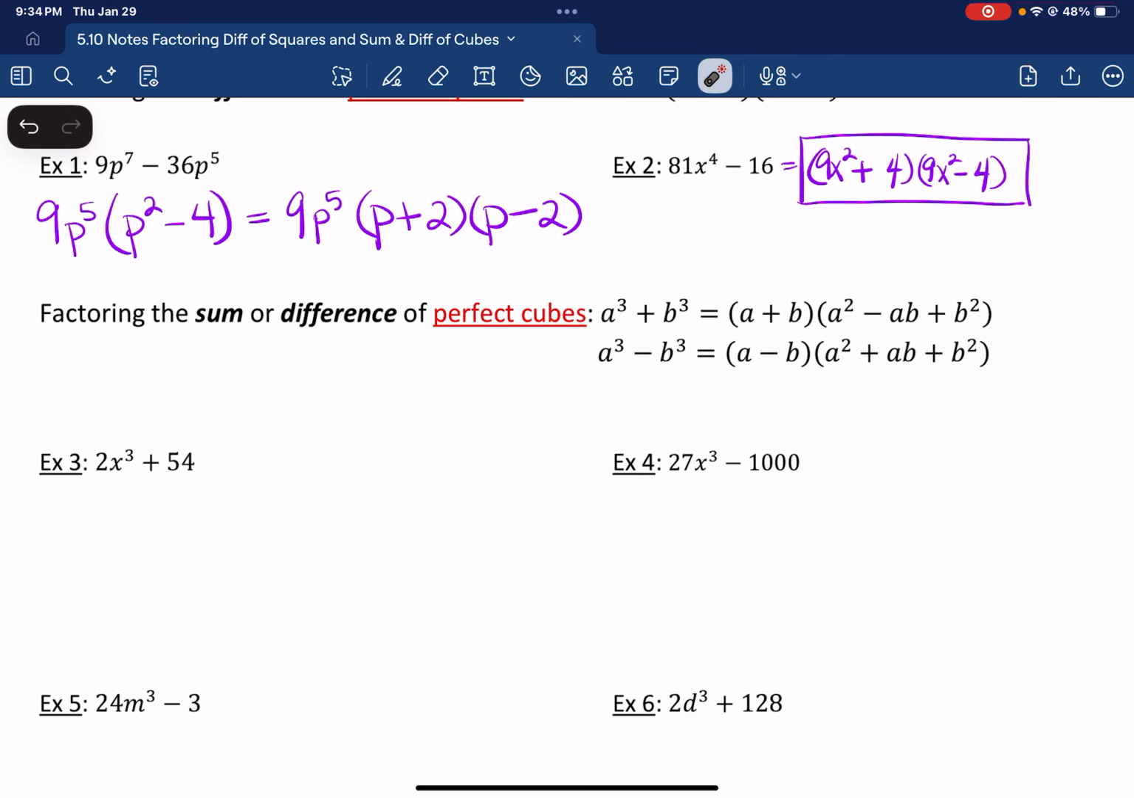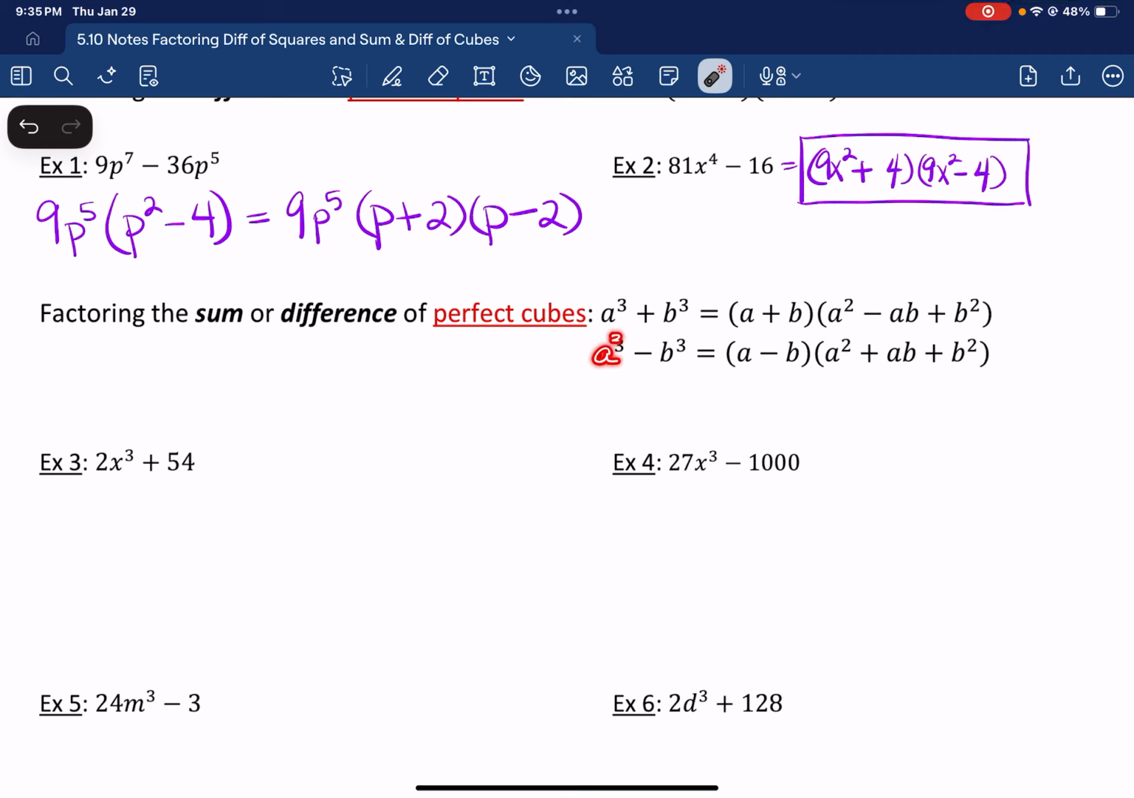Okay? So let's talk about factoring the sum or difference of perfect cubes. Look at this pattern right here. We have a to the 3rd power plus b to the 3rd power. Both of those are perfect cubes. What is the pattern that we could break this into? Well, we have an a plus b. That's our binomial factor. And then we have a trinomial factor. It always starts with an a squared, ends with a b squared, and then we multiply a times b for our middle term. Now, if this was a plus sign, we start with a plus sign. Then we do minus plus.